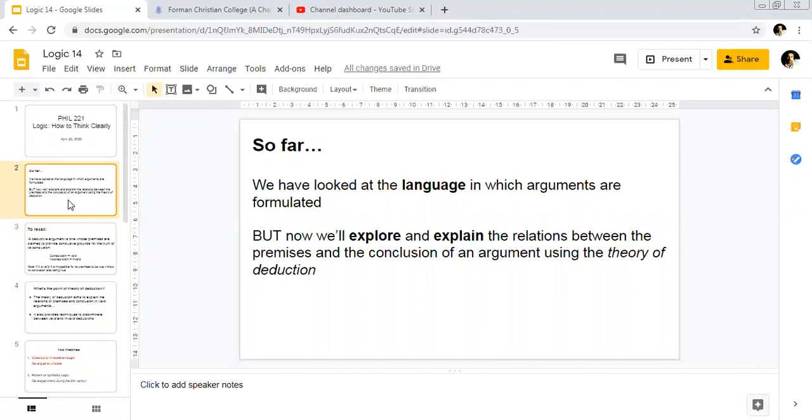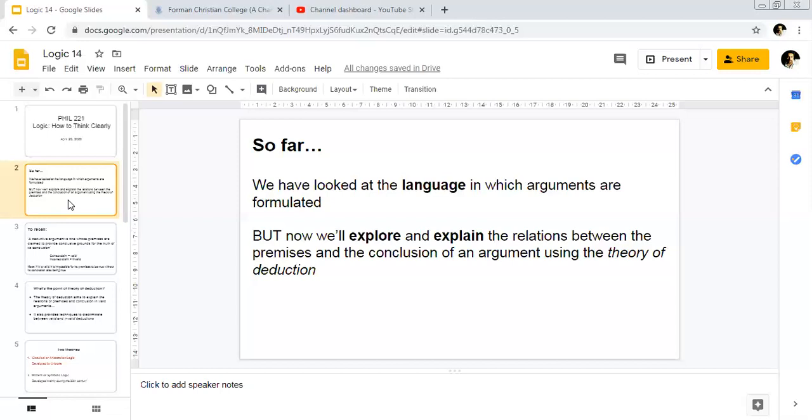So we looked at the linguistic aspect of these arguments. We talked about the relationship between the premises and the conclusion linguistically. So we talked about what kind of premises can wrongly lead you to what kind of conclusion. So that was linguistically. But now what we're going to do is talk about the same relationship between the premises and the conclusion in a theoretical way. So we'll be using the theory of deduction.